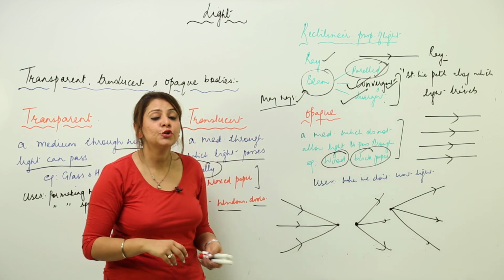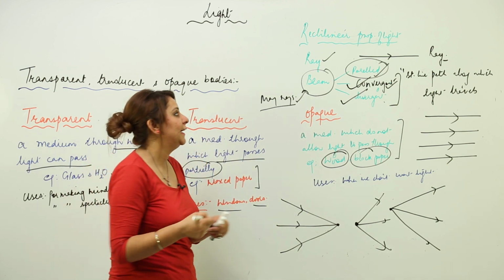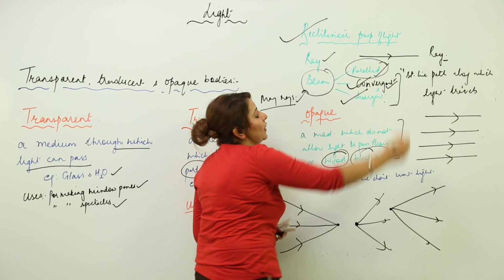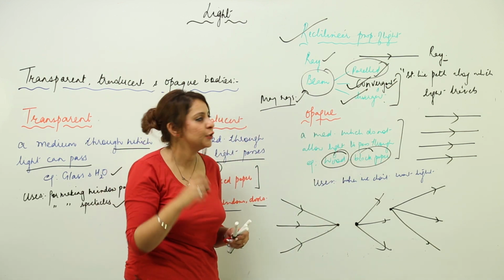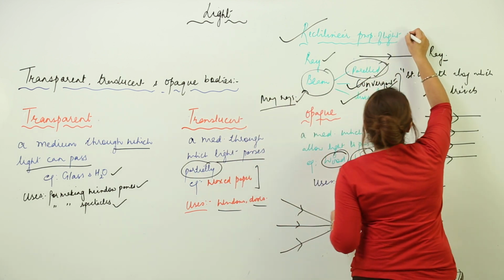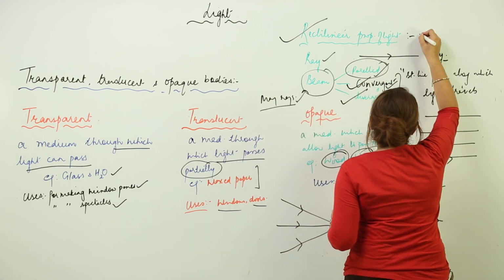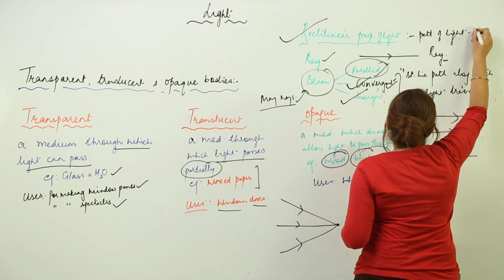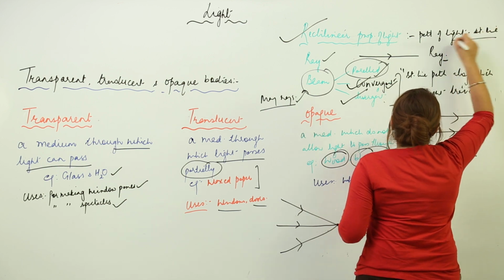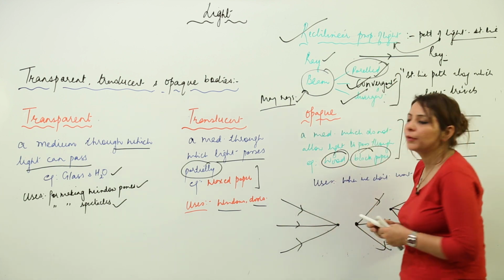And if we talk about the propagation of light, we definitely see that light travels in a straight line path. That means it possesses a rectilinear propagation of light. So what do we mean by rectilinear propagation of light? That the path of light is always a straight line. This is said to be rectilinear propagation of light.